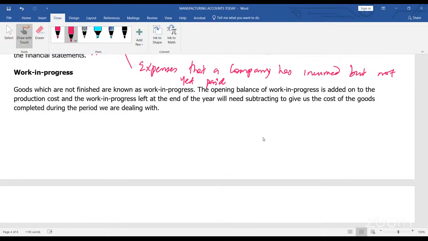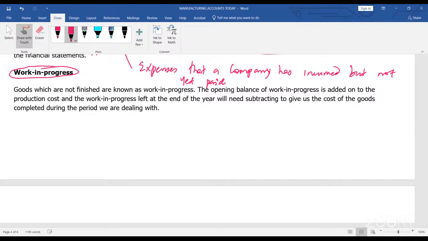Let us look at what we call work in progress. Remember, these are manufacturing firms, they manufacture products. At the end of the period, you may find that there are some products that are not yet fully completed, but partly completed. They have some pending work that is yet to be done. So they are partly finished goods that are still undergoing part of the manufacturing process, work in progress. Those goods which are not finished are known as work in progress.